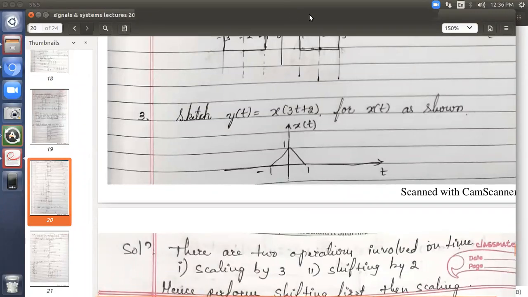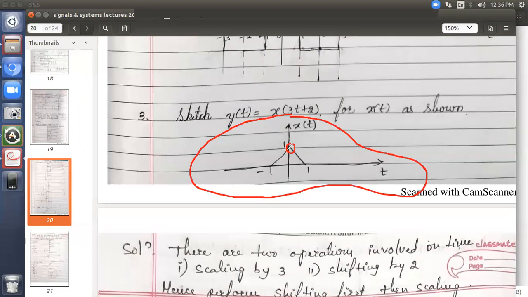Given x of t, the signal is as shown. It has amplitude 1, with one increasing and one decreasing ramp. The time ranges between -1 to +1. This is your original signal x of t. You have to perform the operation 3t plus 2. This is nothing but, say, y of t, some signal y of t, equated to it.